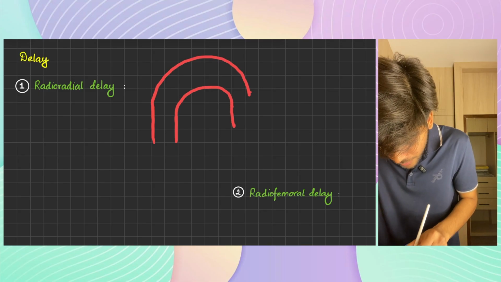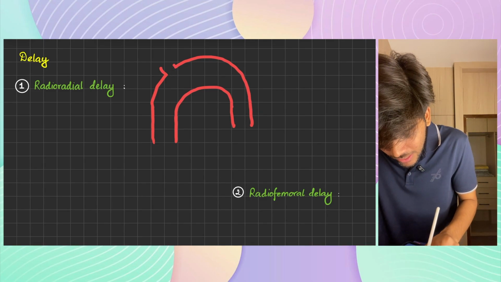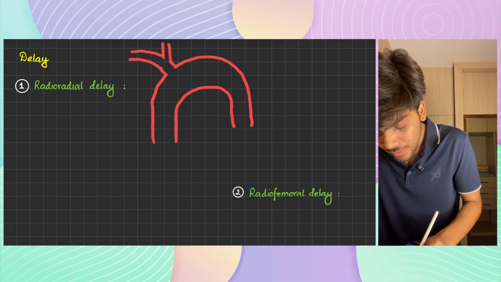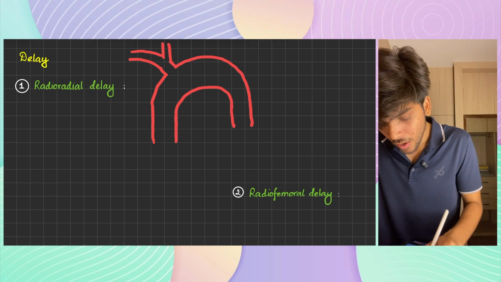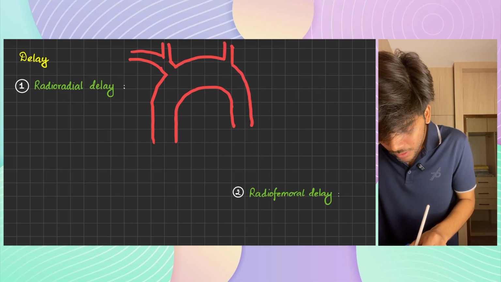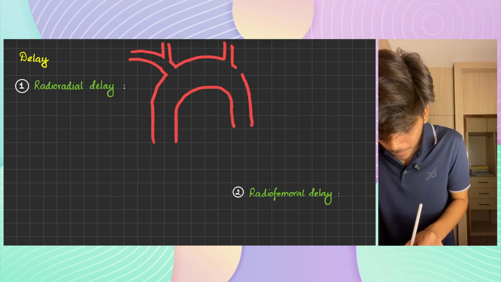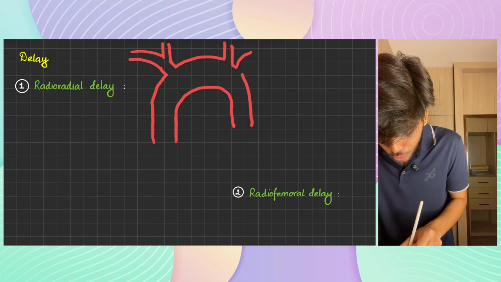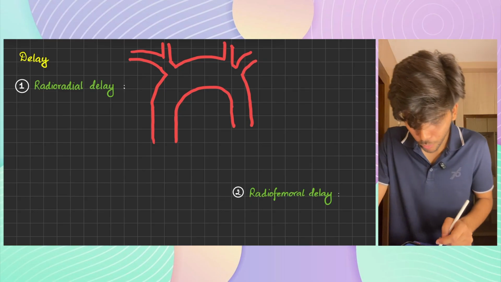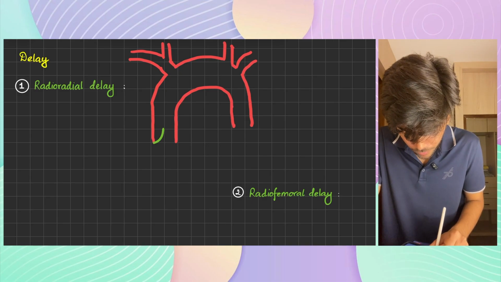then the descending aorta. From the arch of aorta, on the right side comes the brachiocephalic trunk, which splits into the subclavian artery and the common carotid artery supplying the right side. On the left side, you have the common carotid artery and the subclavian artery arising separately. So, for radio-radial delay, what can happen? Number one, from below upward. Here is your aortic valve.